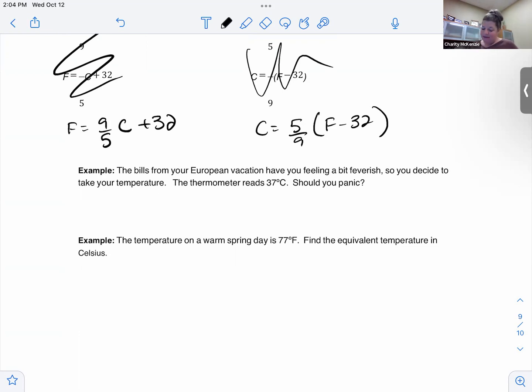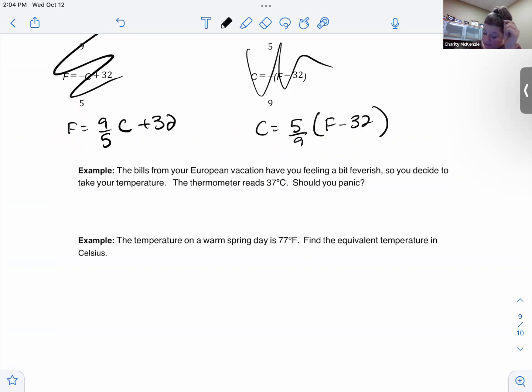Example 1: the bills from your European vacation have you feeling a bit feverish, so you decide to take your temperature. The thermometer reads 37 Celsius. Should you panic? I know what I should weigh in terms of Fahrenheit, so we're going to convert Celsius to Fahrenheit. Which formula do I want? Our goal is to get out Fahrenheit, putting in Celsius.